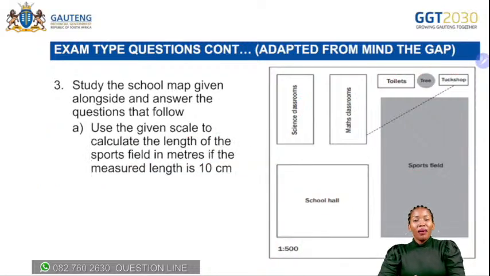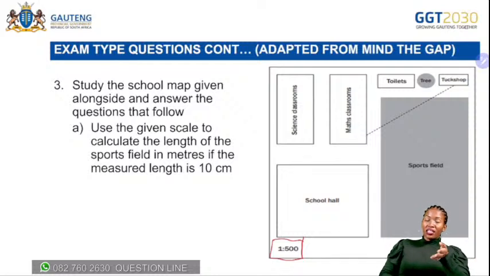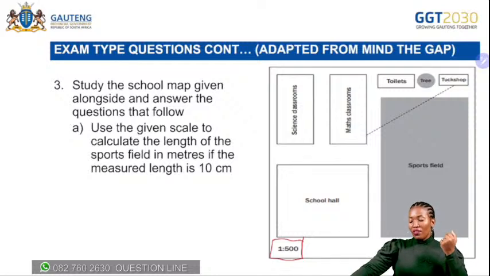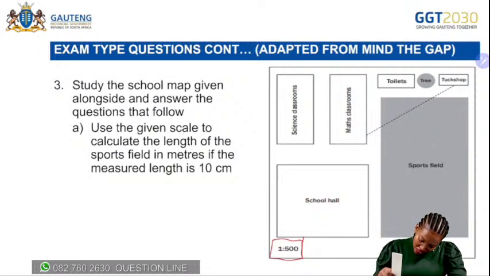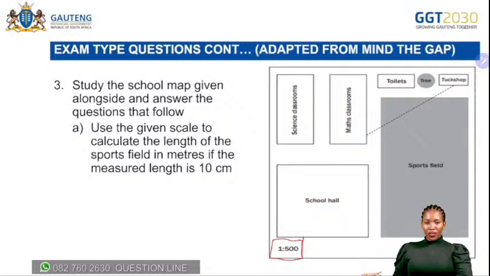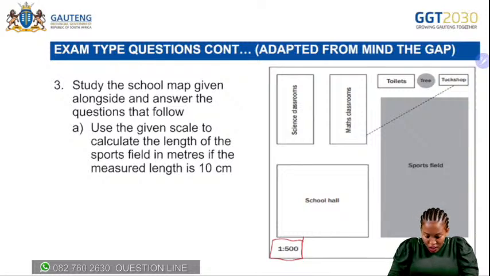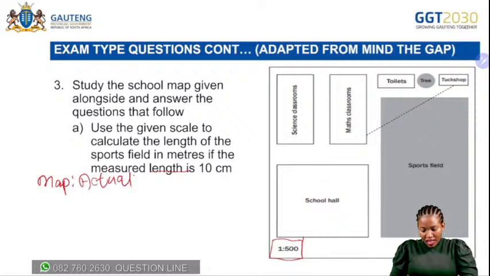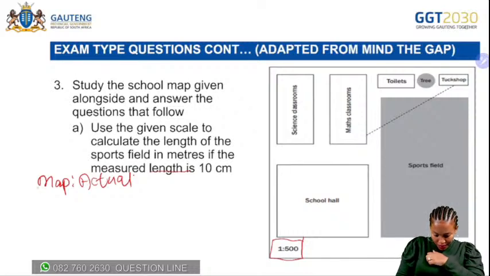And then still on the same map of your school, we must use the given scale, the 1:500, to calculate the length of the sports field in meters if the measured length is 10 centimeters. So sometimes, guys, you will not be given the measured length. If you're not given the measured length, you take your ruler and then you place it on the length. The length, remember, is the longer side of the sports field. So this one, they've already done it for us. So they said the measured length, this one is the length on paper. The measured length on the map, it is 10 centimeters.